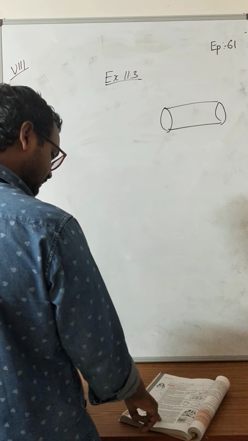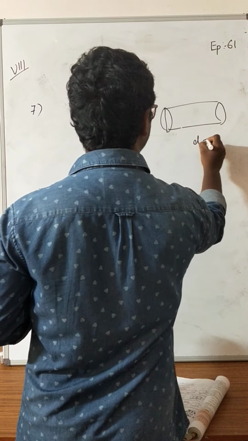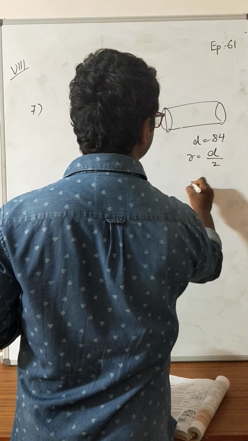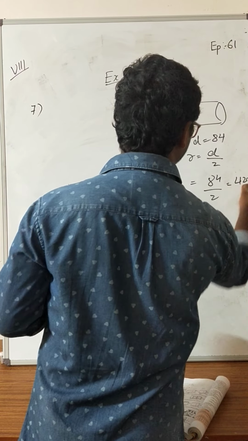Find the area of the road if the diameter of the road roller is 84. So this entire is given, diameter is given 84. From here radius is equal to diameter by 2, which is 84 by 2 is equal to 42 centimeter.